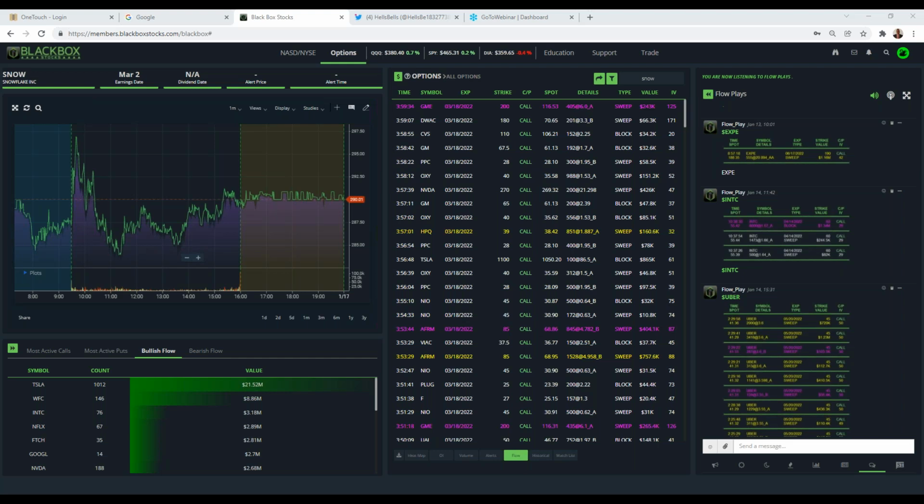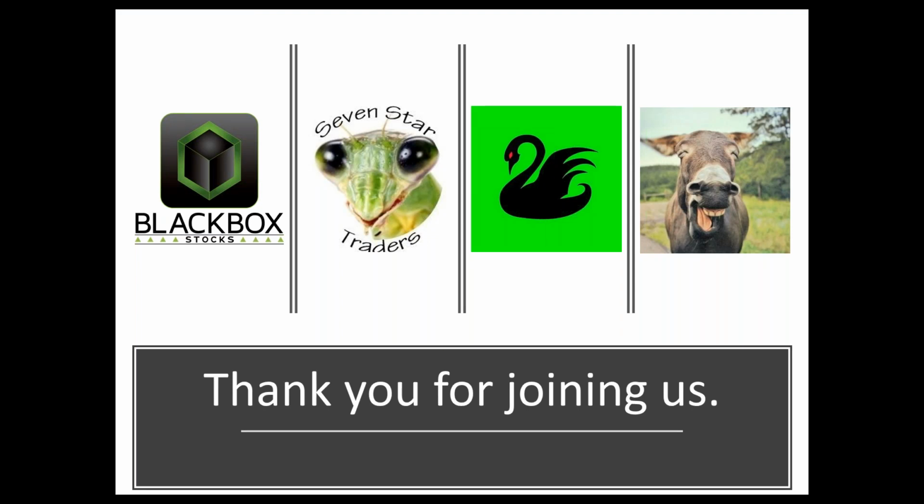So options flow and dark pool information, it's giving us the bird's eye view of what these big dogs are doing. What are they doing? How are they doing it? And then it's just up to us to figure out, is it the right pattern? And if it is the right pattern, follow them into doing what they're doing. They're smarter than I am.